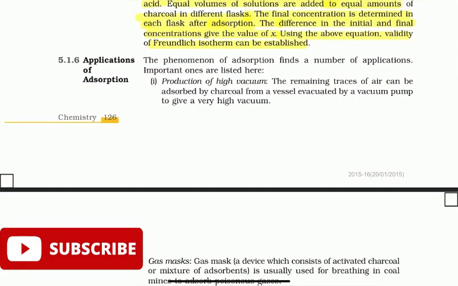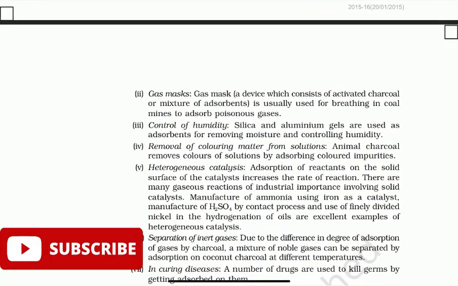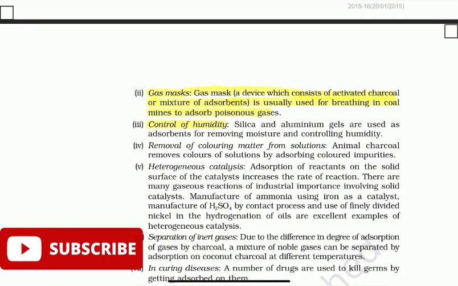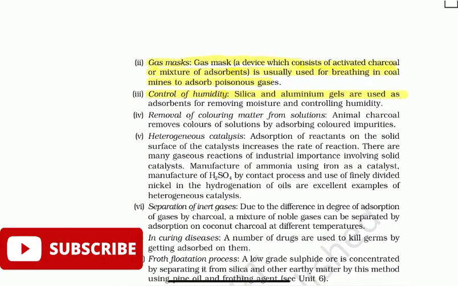Application of adsorption. The phenomenon of adsorption finds a number of applications. Important ones are: 1. Production of high vacuum. The remaining traces of air can be adsorbed by charcoal from a vessel evacuated by a vacuum pump to give a very high vacuum. 2. Gas mask. A gas mask, a device which consists of activated charcoal or a mixture of adsorbents, is usually used for breathing in coal mines to adsorb poisonous gases. 3. Control of humidity. Silica and alumina gels are used as adsorbents for removing moisture and controlling humidity.